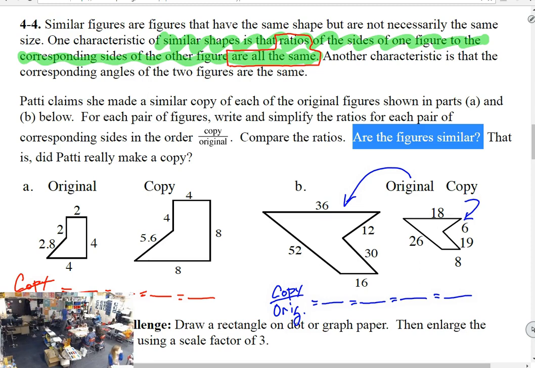So if you check your book. Actually, it's not that much easier to see in your book. The copies are on the right, originals on the left. So, yeah, guys, in B, your book looks kind of funky. The copy's on the right. The original's on the left.